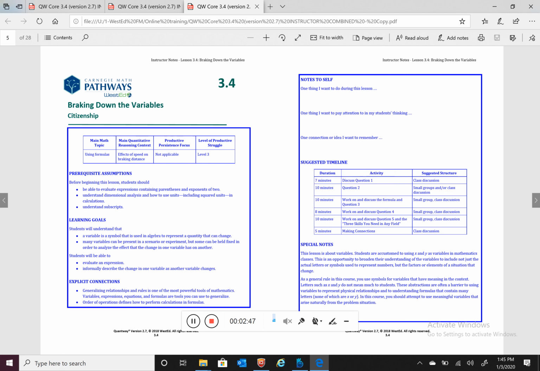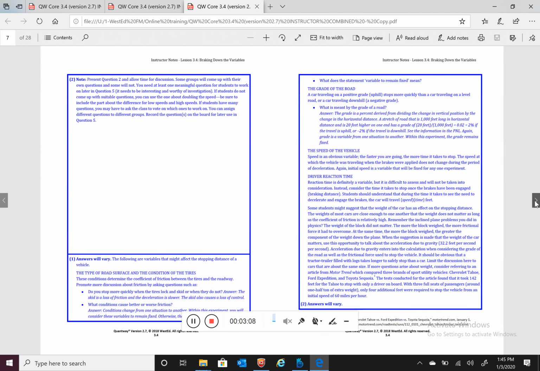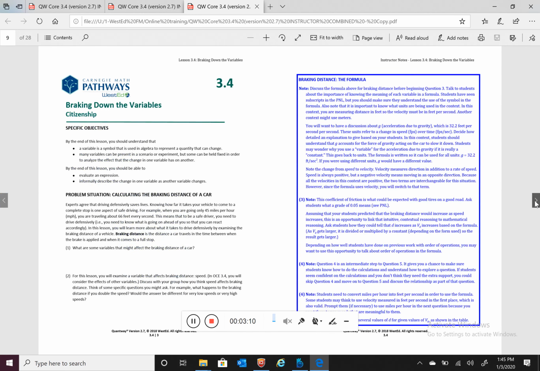I'm going to focus on the first item in the suggested timeline, which says 7 minutes, and I think that actually is a pretty good prediction, where the instructor with the class is going to discuss question number 1. So let's move on to that page.